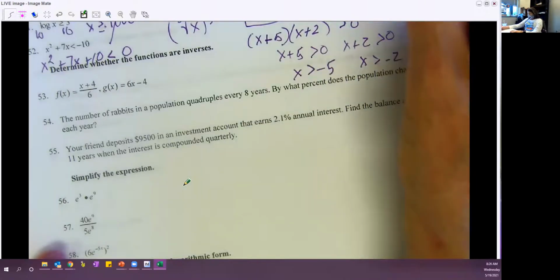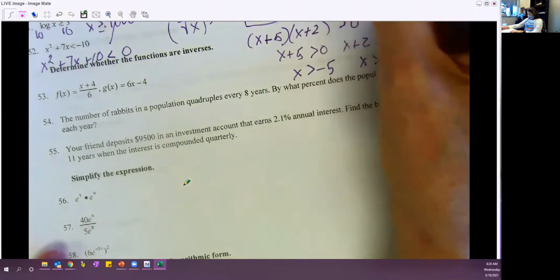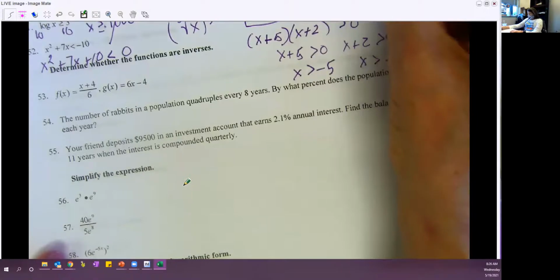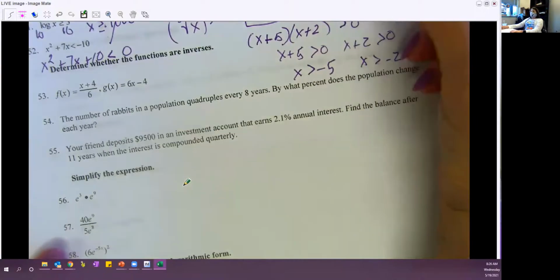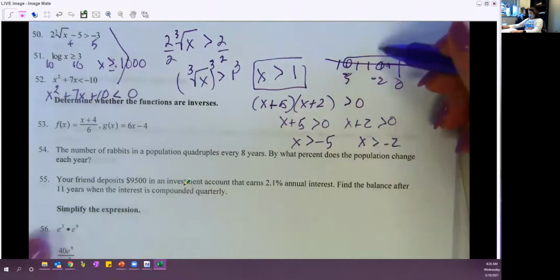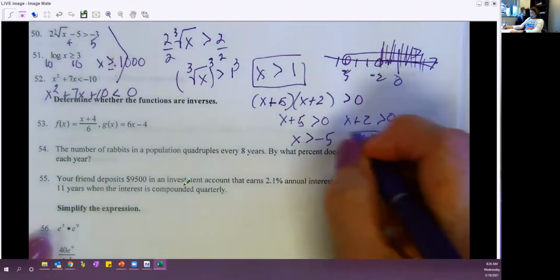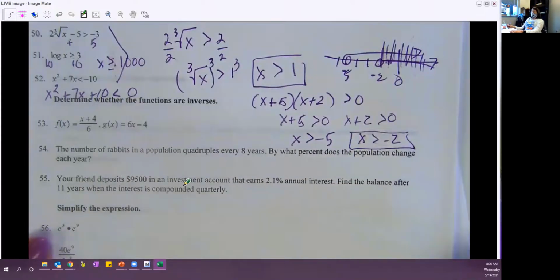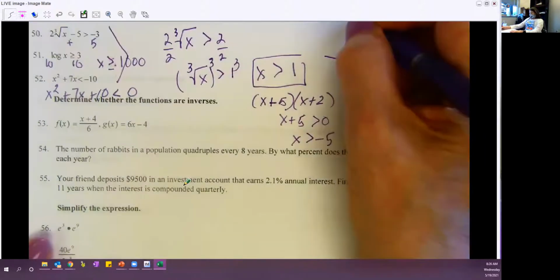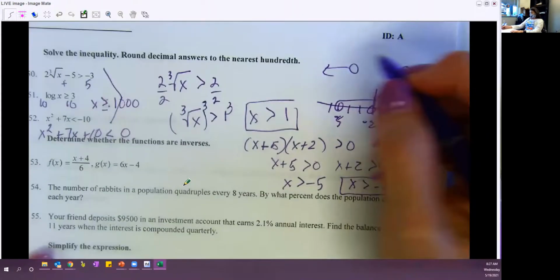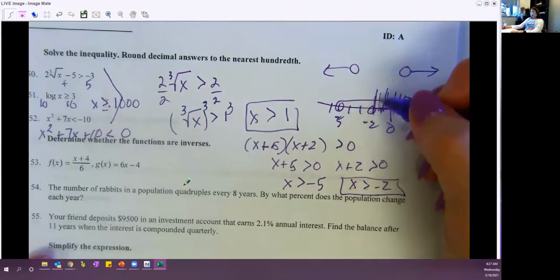So when you look at this on a number line, 0 here, -2, 1, 2, 3, 4, 5, -5. It's greater than -5 or greater than -2. You have to choose where they overlap. So your final solution to make this work has to be x greater than -2. If they had been going one this way and one this way, you would have an or, to cover both of them. But when they're going the same direction, you only choose where it overlaps.